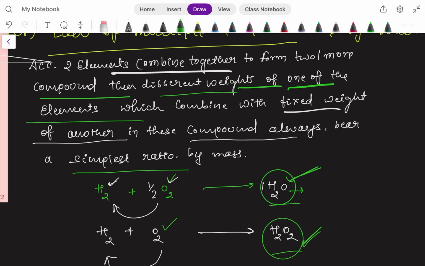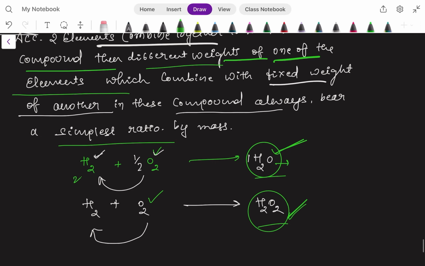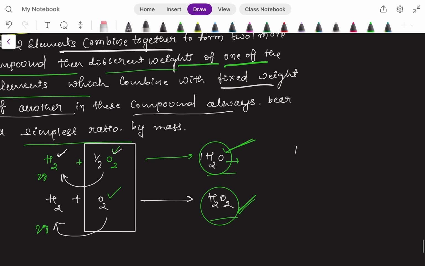What is the fixed ratio here? This one has 2 grams, this one also 2 grams, right. So the variation is of what? The mass of oxygen is varying. Whichever element is varying, we have to consider its mass. For example, half O2 and 1 mole of O2. Half O2 is nothing but only one oxygen, right? So what is the mass of oxygen? 16. Here 32, right? 16 ones are 16, twos are 32. Are they in a simple whole ratio? They always bear a simple whole ratio.